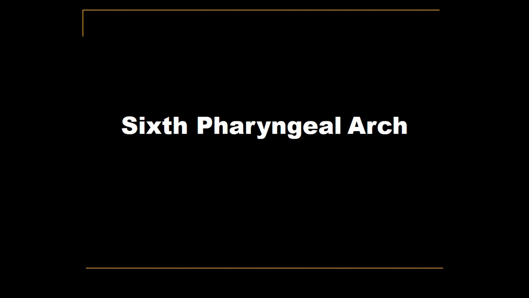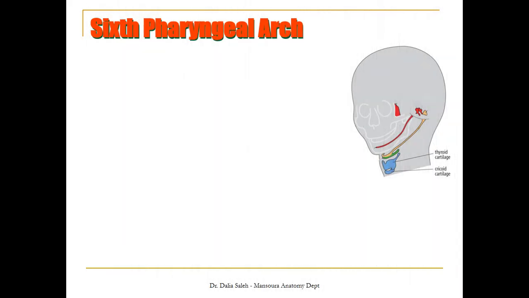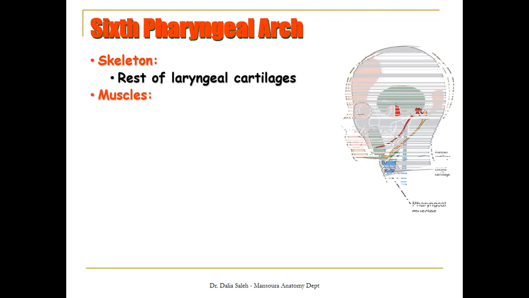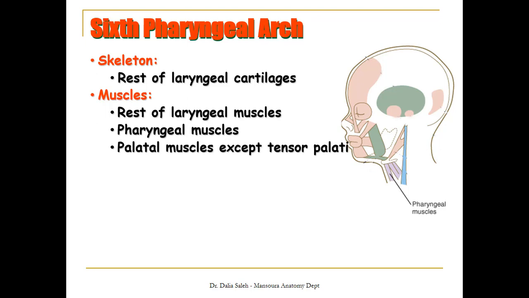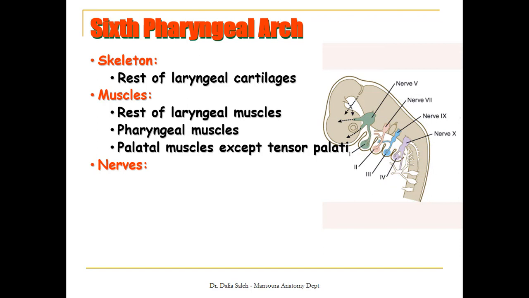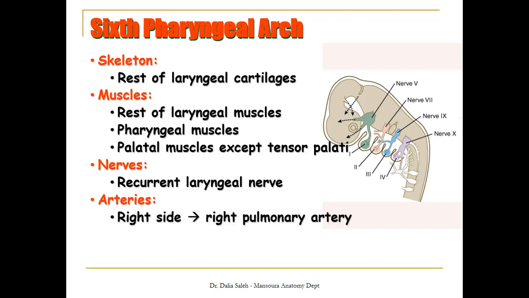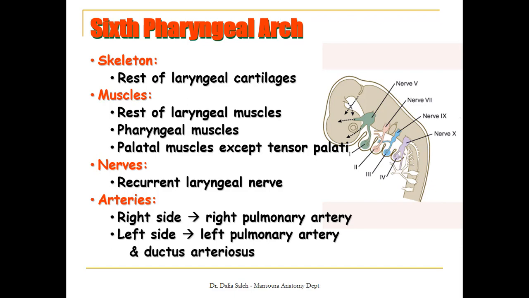Remember that the fifth arch is rudimentary and disappears, while the sixth pharyngeal arch, now I'm going to talk about it. Its skeleton component will form the rest of the laryngeal cartilages. The muscles will be the rest of the laryngeal muscles, except of course the cricothyroid. And also we have the pharyngeal muscles and palatal muscles except the tensor palati, because it is already developed from the first arch. For the nerves, we have the recurrent laryngeal nerve, both motor and sensory. And for the arteries, on the right side we have the right pulmonary artery, and on the left side we have the left pulmonary artery and ductus arteriosus.